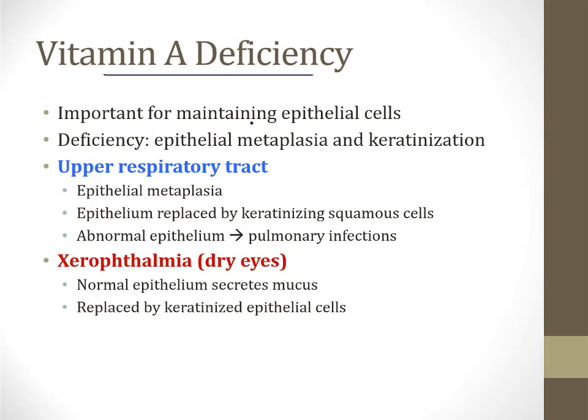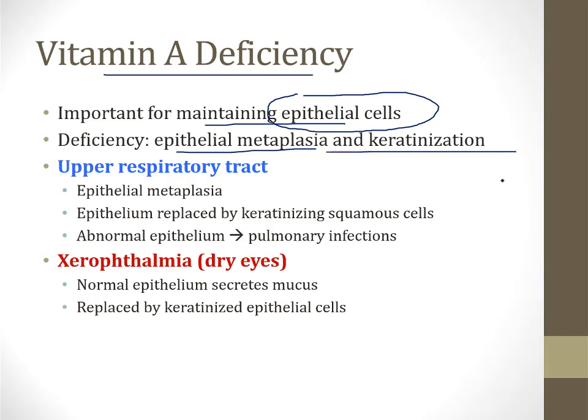Vitamin A is very important for maintaining epithelial cells, and as we just discussed, epithelial cells are the type of cells that most commonly undergo metaplasia. In the vitamin A deficient state, epithelial metaplasia can occur and keratinization of the epithelium can occur. This means increased content of keratin and thickening of the epithelial layer. In the upper respiratory tract in vitamin A deficiency, you can see epithelial metaplasia, where the normal epithelium is replaced by keratinizing squamous cells. This will lead to an abnormal epithelium that has difficulty clearing secretions and resisting bacteria, and that can lead to recurrent pulmonary infections.